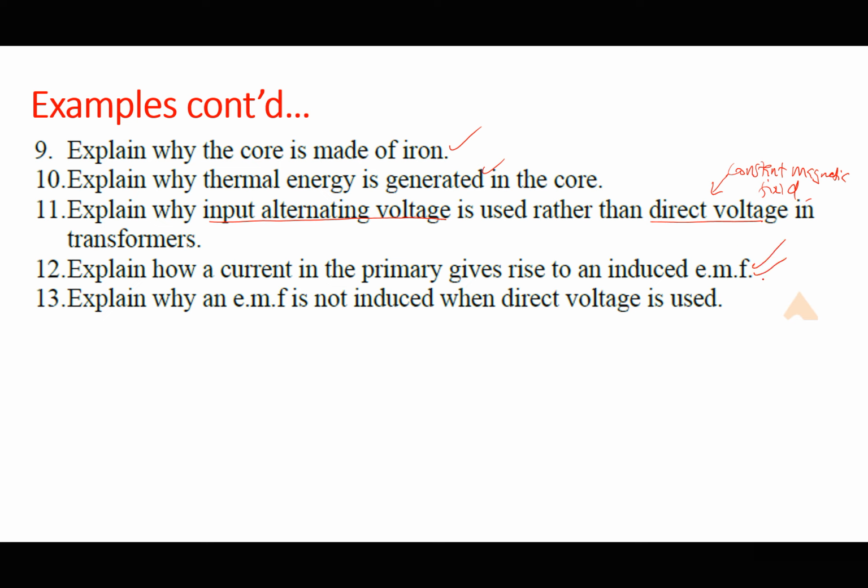Explain how a current in the primary gives rise to an induced EMF. So this one is equivalent to explaining how a transformer works. Explain why an EMF is not induced when the direct voltage is used. We have already explained this one here. Direct voltage creates a constant magnetic field, and an EMF cannot be induced when we have a constant magnetic field.